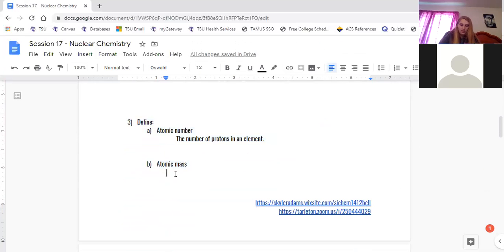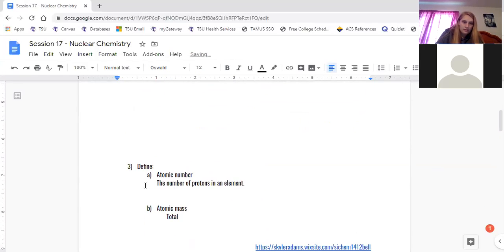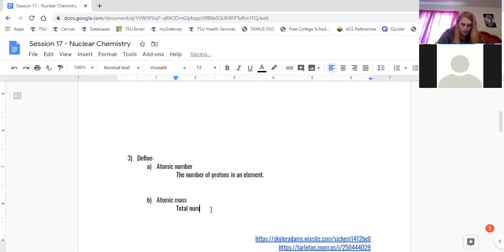So now we're going to use atomic mass. So the atomic mass is your total number of what? Perfect. Yes, it's the total number of protons and neutrons in the nucleus. So that number can change. It's not always the same, because they can have different numbers of neutrons in the nucleus.